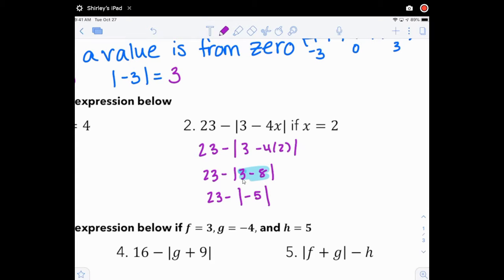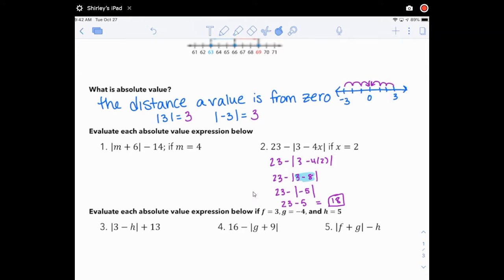And then again, you want to completely simplify that absolute value portion first. So what is the absolute value of negative 5? How far away from 0 is negative 5? We just get 5. So then I get 23 minus 5 ends up giving me the final answer. Okay. So again, just like whenever we were evaluating before, the only difference here is your grouping symbols are your absolute value. That comes first. You have to simplify that all the way down until you're actually finding that absolute value.